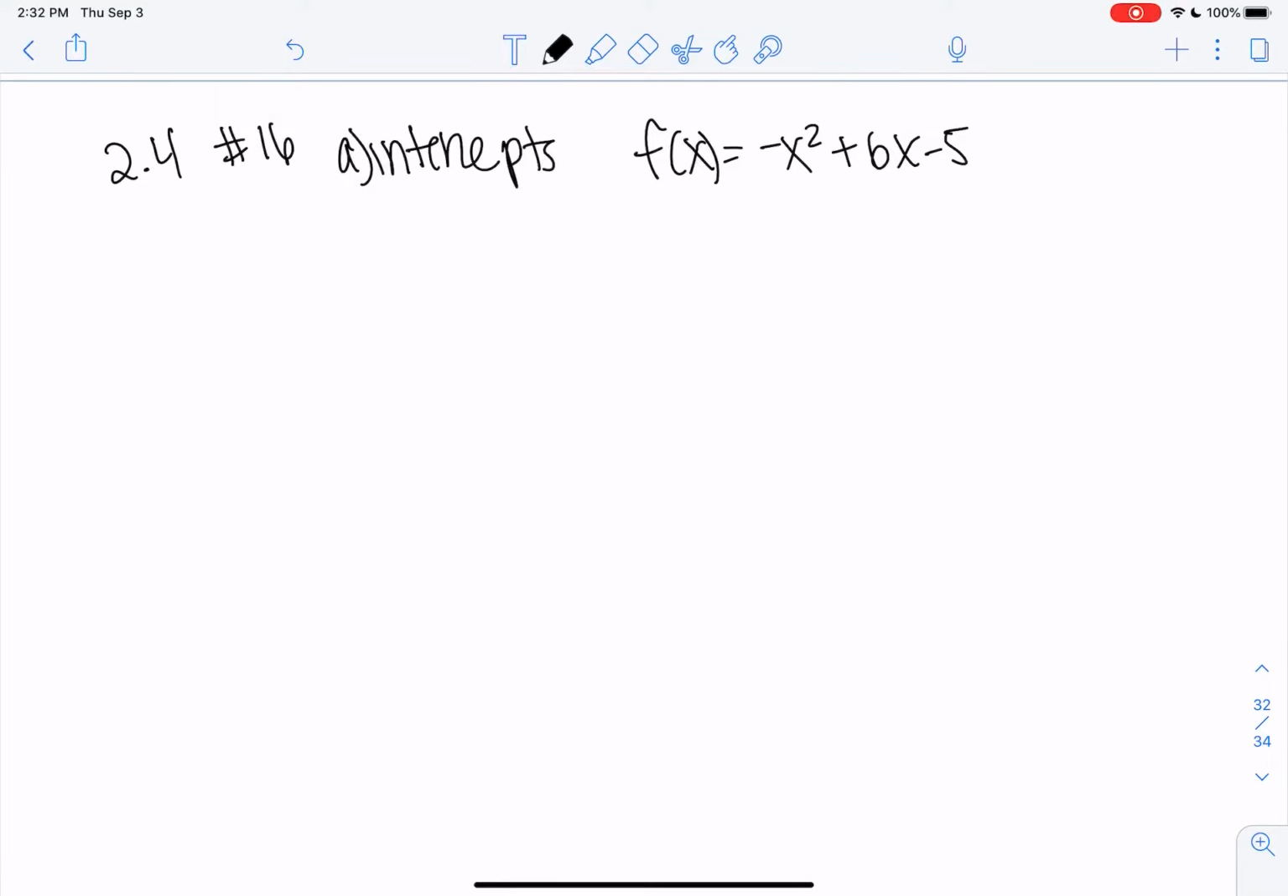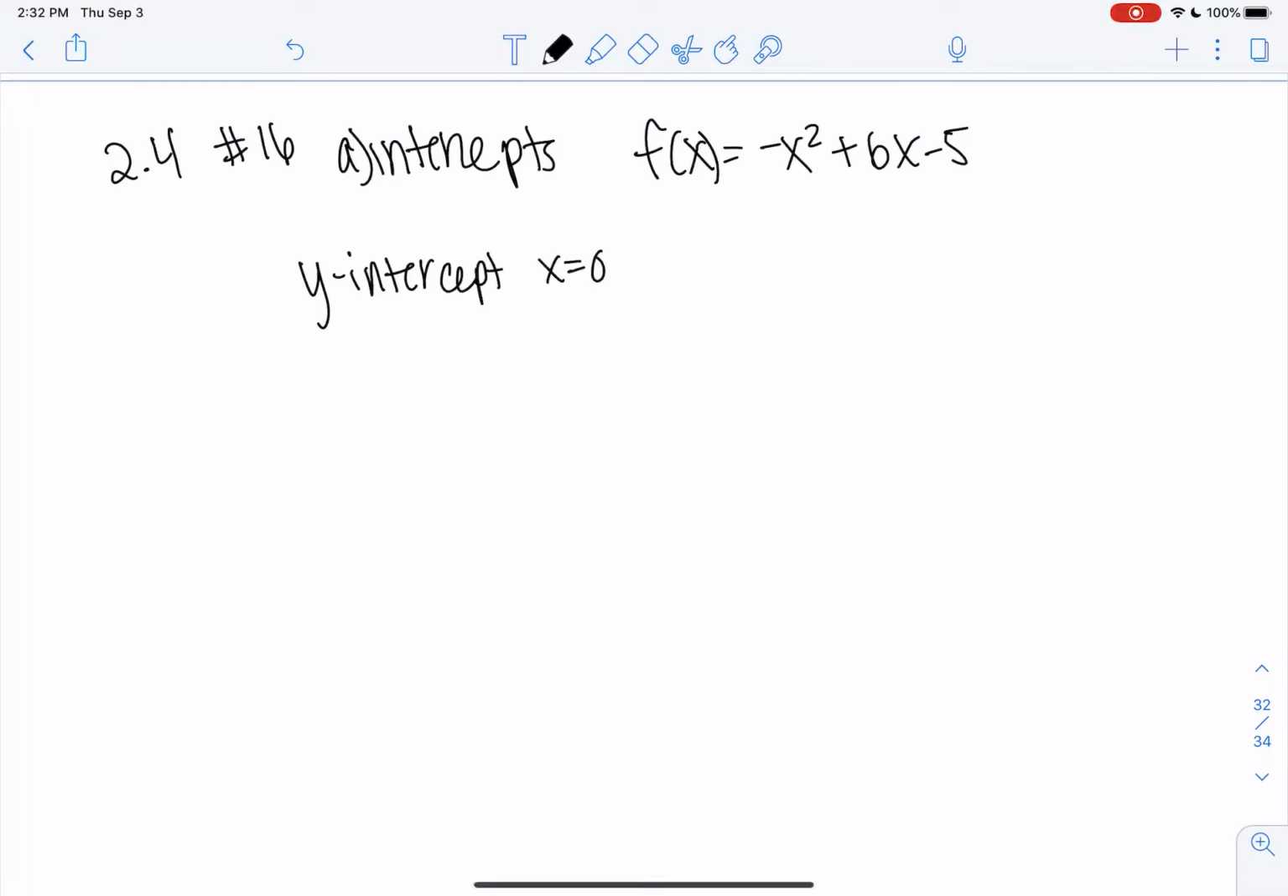Let's check out 2, 4, 16. Part A, I'm just going to start this problem and then kind of let you take it from there. So intercepts, let's start with the easier one, which is the y-intercept when x is 0.